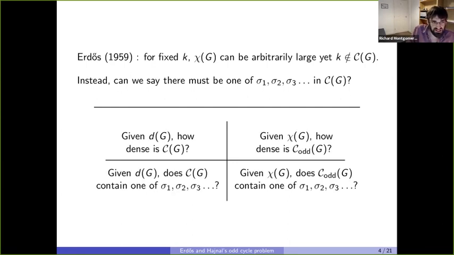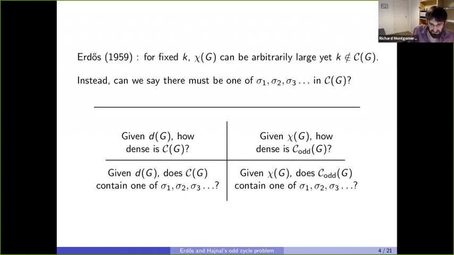So for the even cycles, I want to impose an average degree condition. For the odd cycles, I want to impose a chromatic number condition. And if I'm looking for a specific length, then I want to find some length within one of the sequence sigma 1, sigma 2, sigma 3. And roughly speaking, we know that the sequence of integers, as long as the average degree is at least 2, will have at least a cycle length. But how sparse can we make that sequence and still find something?